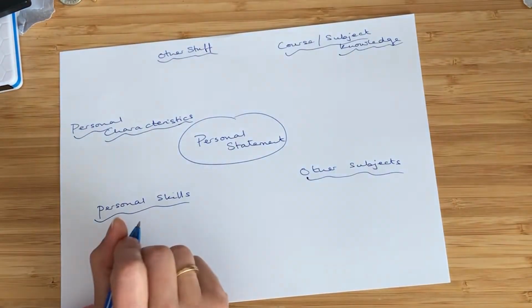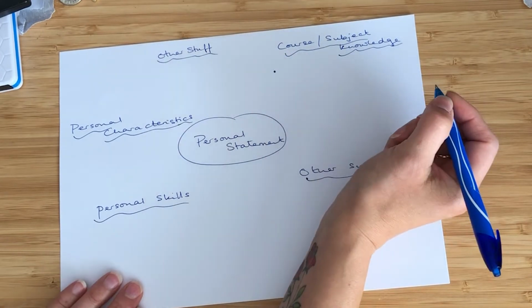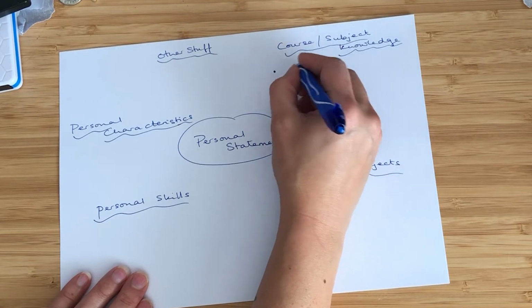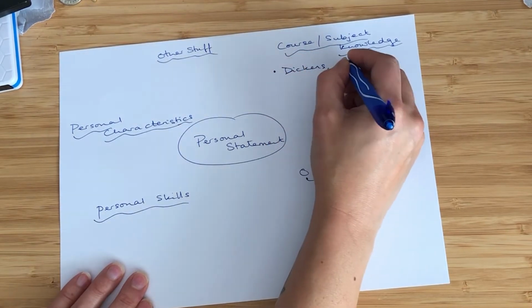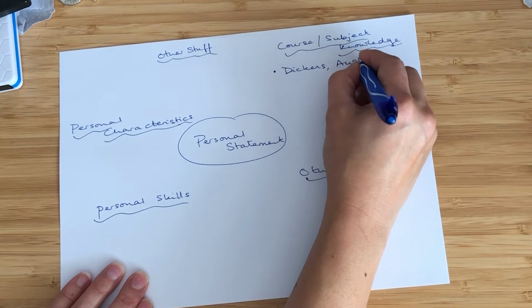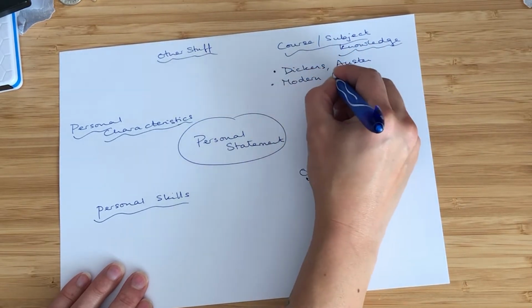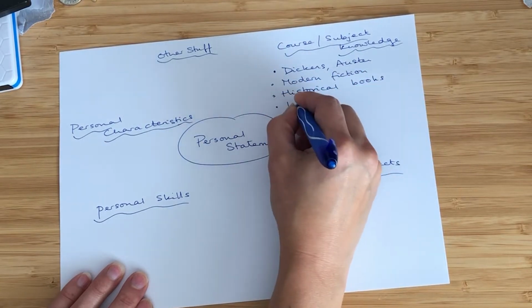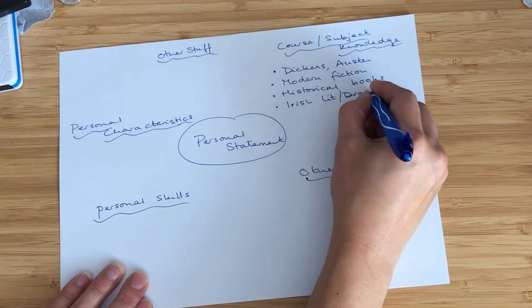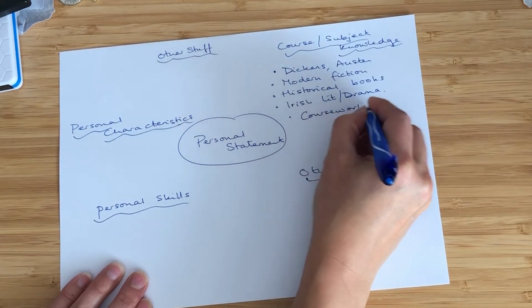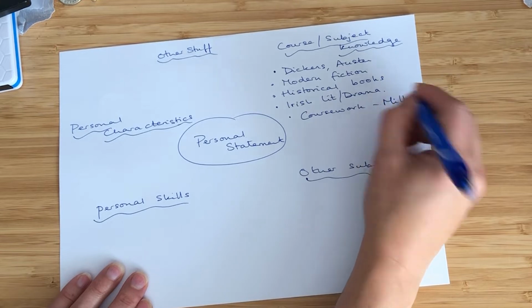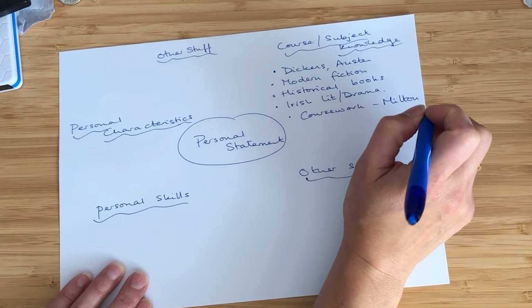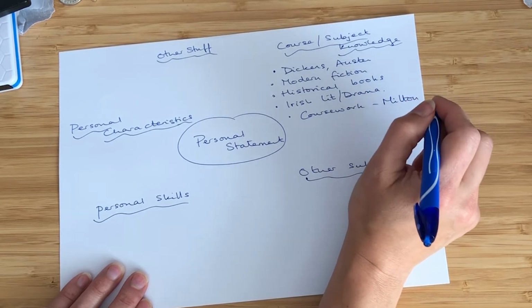So my first topic would be course and subject knowledge. And down here I would be writing things like my favourite authors, so I'd put probably Charles Dickens down here, and I'd also put some modern fiction down. I might jot down the reasons why I like English, and perhaps I would put down that I like the historical contexts and learning about history through English literature and reading books. I also like Irish literature and Irish drama as well.